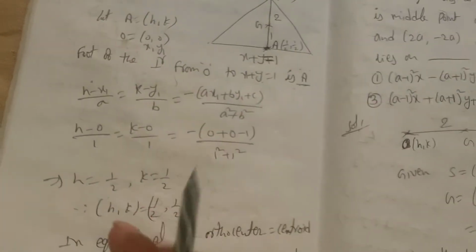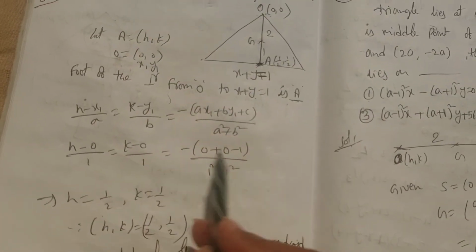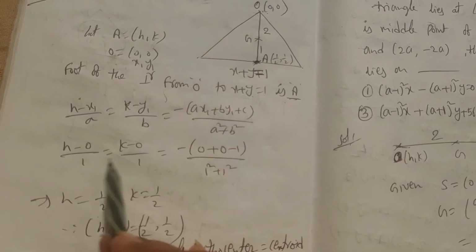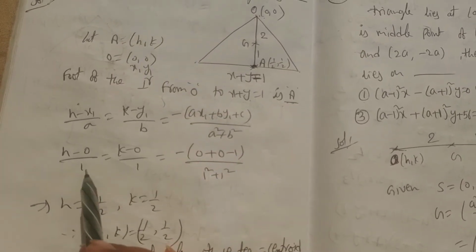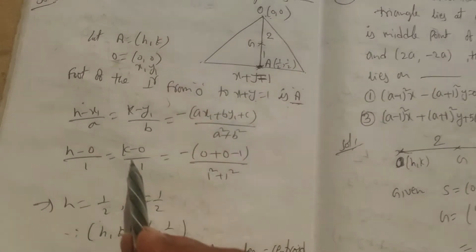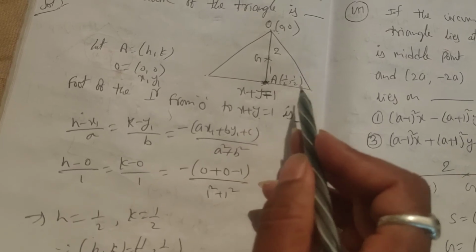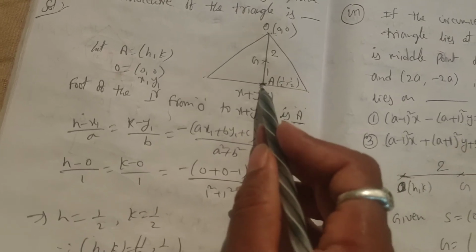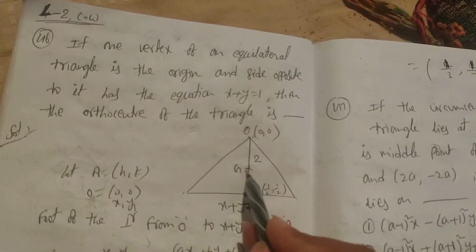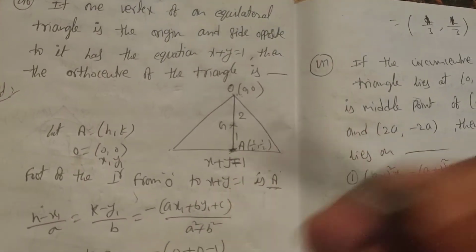So h is equal to, minus of minus 1, that is 1, by 2. So h is 1/2. Similarly k is 1/2. So (h, k) is (1/2, 1/2). The foot of the perpendicular is (1/2, 1/2), which is also the foot of the median. So here the orthocenter is nothing but the centroid. You can find the centroid easily.